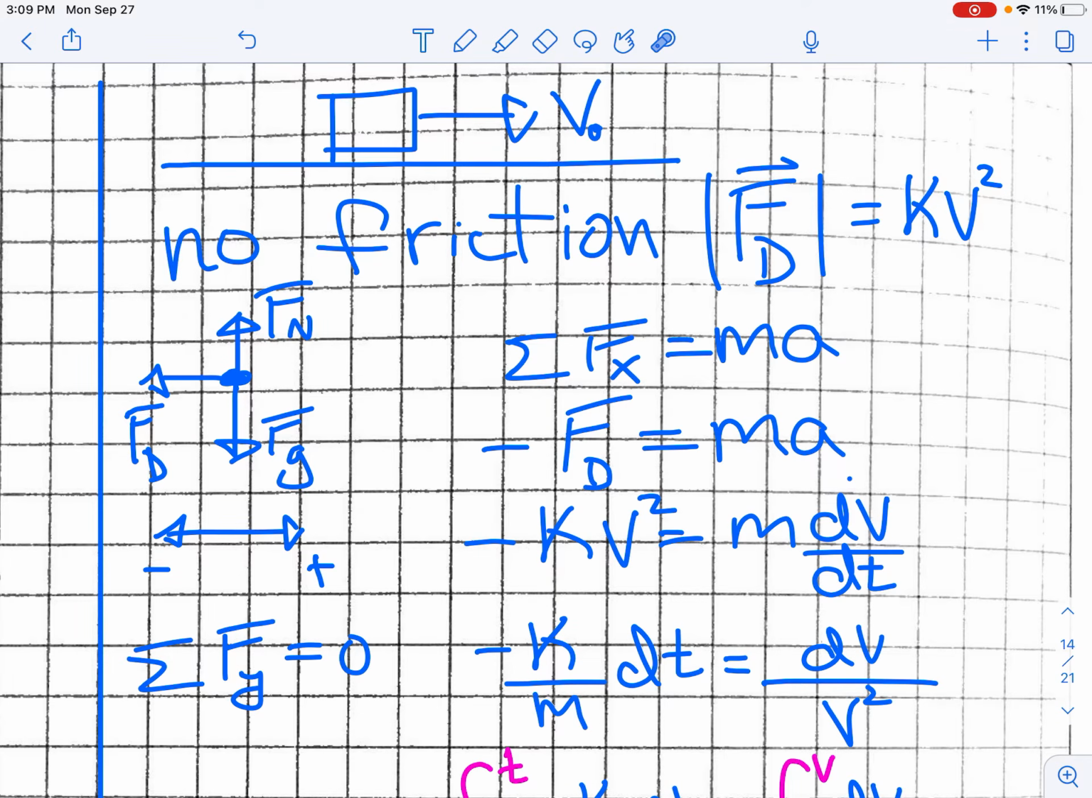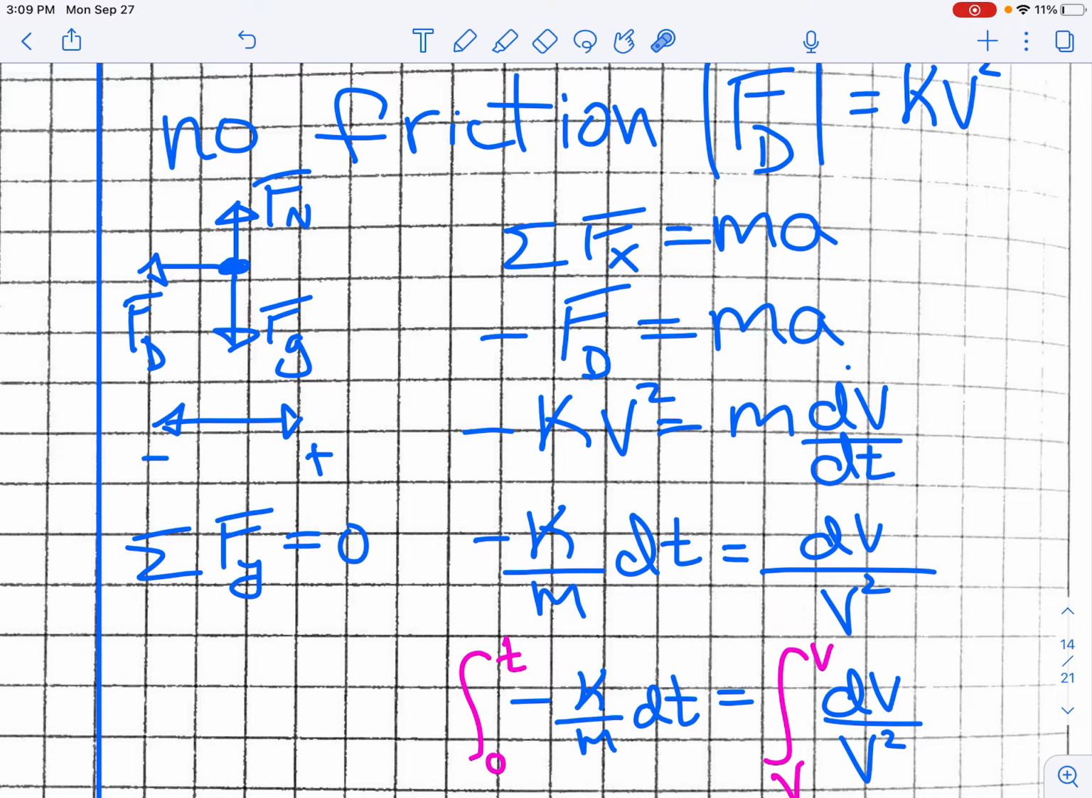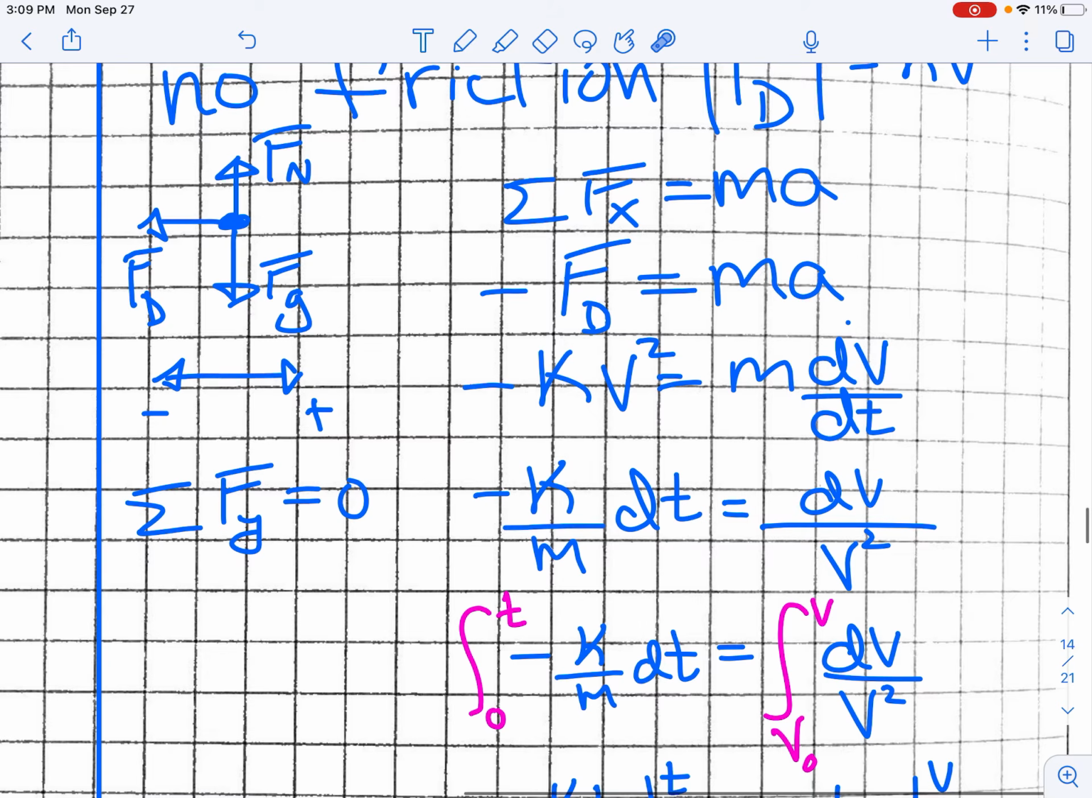So what we would take now is the integral of both sides. The integral at time 0 to some later time t, and at time 0 our starting speed was v0, our ending speed is going to be some other velocity v. This will tell us velocity as a function of time.